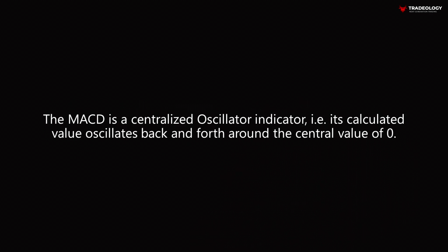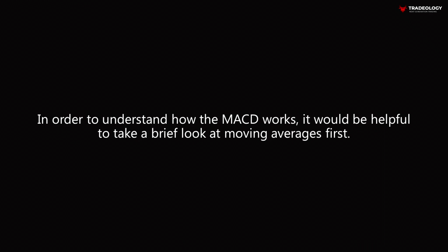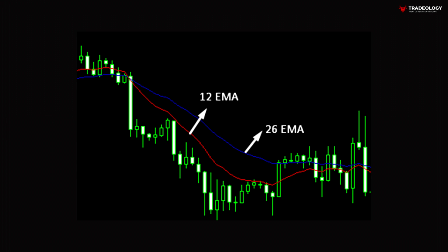The MACD is a centralized oscillator indicator. In other words, its calculated value oscillates back and forth around the central value of 0. In order to understand how the MACD works, it would be helpful to take a brief look at the moving averages first. Now, you'll see in an image that we have a 12 EMA and a 26 EMA on the chart.